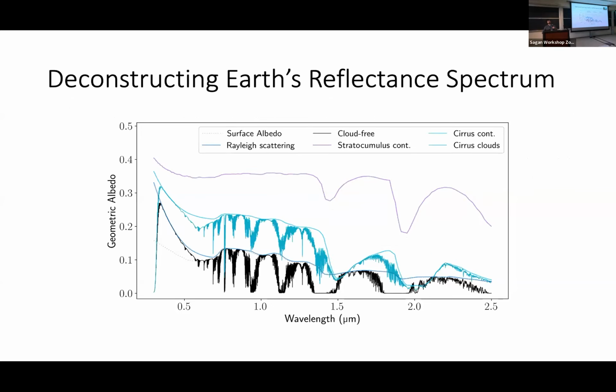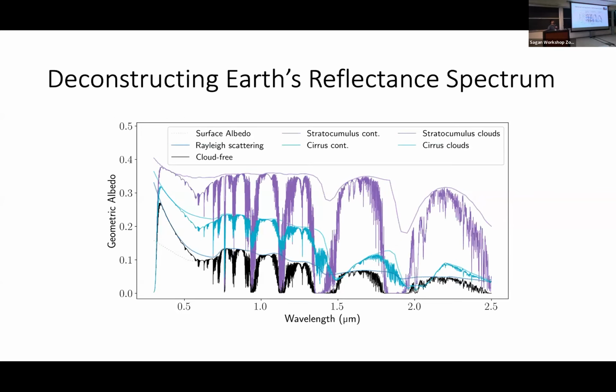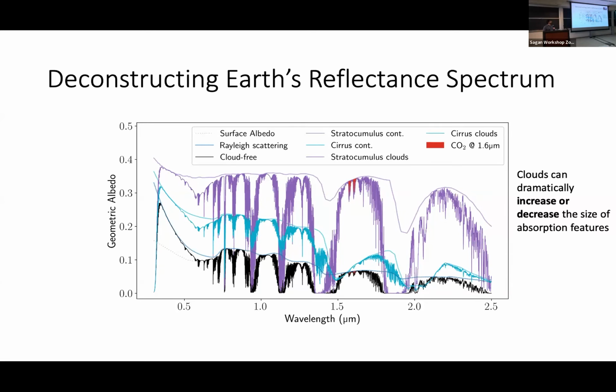If we add the molecules back in, we see that some of the absorption features are significantly larger due to the fact that the continuum has raised up and we're getting just more light from the planet. But I want to highlight that this 1.6 micron CO2 feature is very small if we don't have clouds, but is enhanced by the presence of clouds. So you can have enhancements of gas absorption features in reflected light under certain circumstances, but you can also have a decrease in the size of absorption features with clouds.